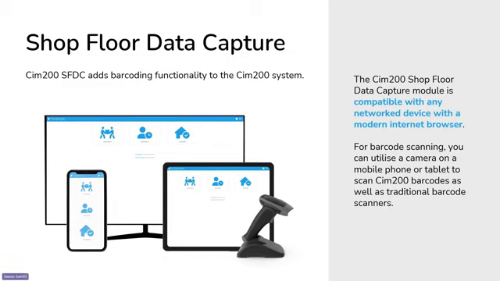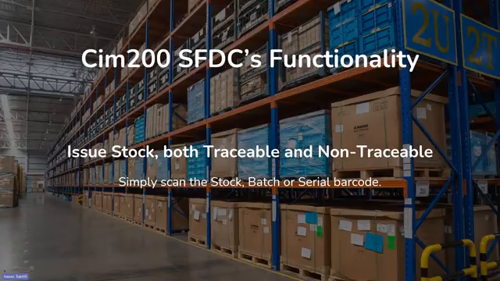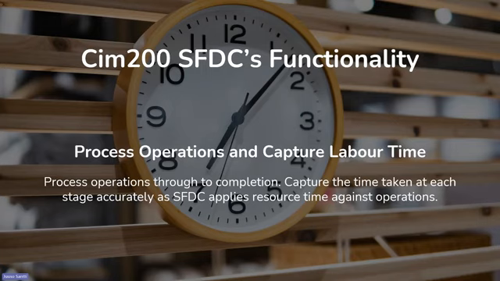When it comes to the functionality of the SFDC, as mentioned before, you can issue stock, both traceable and untraceable stock, onto the works orders. You just simply scan a stock item code, batch number, or serial barcode. We also have processing of operation and labor time, and you can view job cards, instructions, memos, and such like whilst processing through the operations.